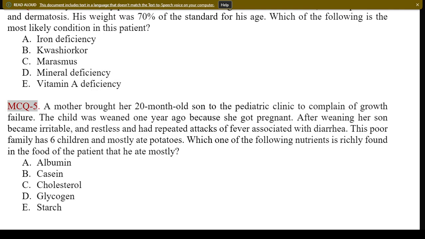MCQ 5. A mother brought her 20-month-old son to the pediatric clinic to complain of growth failure. The child was weaned 1 year ago because she got pregnant. After weaning, her son became irritable and restless and had repeated attacks of fever associated with diarrhea. This poor family has 6 children and mostly ate potatoes. Which one of the following nutrients is richly found in the food of the patient that he ate mostly? Albumin, casein, cholesterol, glycogen, starch.